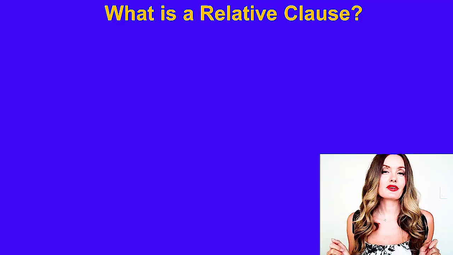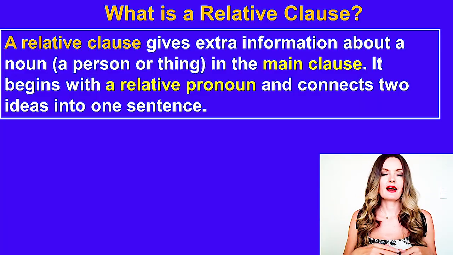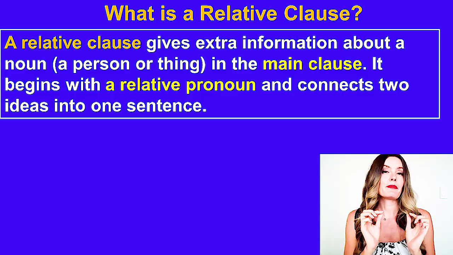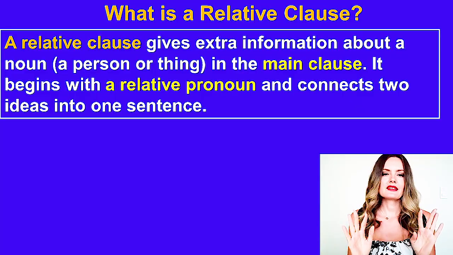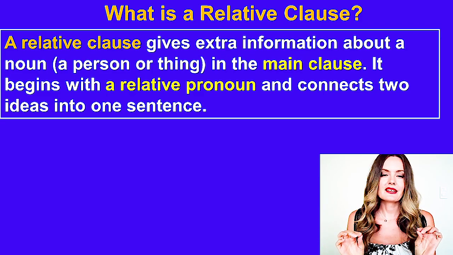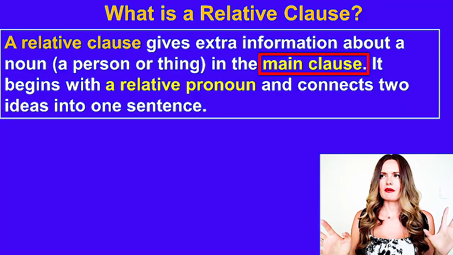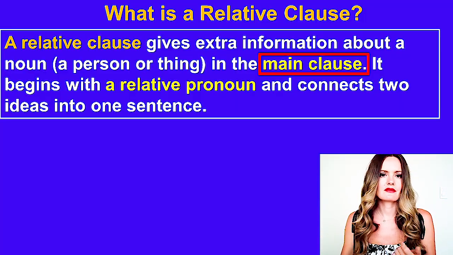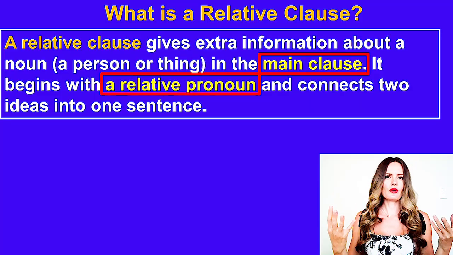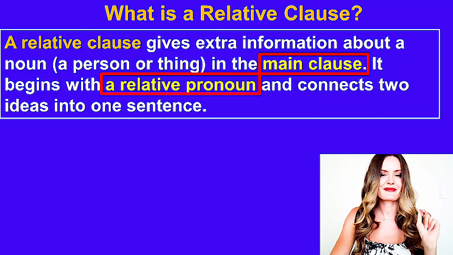What is a relative clause? A relative clause gives extra information about a noun, which is a person or thing, in the main clause. It begins with a relative pronoun and connects two ideas into one sentence. So now you may ask me, what is the main clause? Then, what is a relative pronoun? How do I know all these terms? Now we will learn everything step by step.